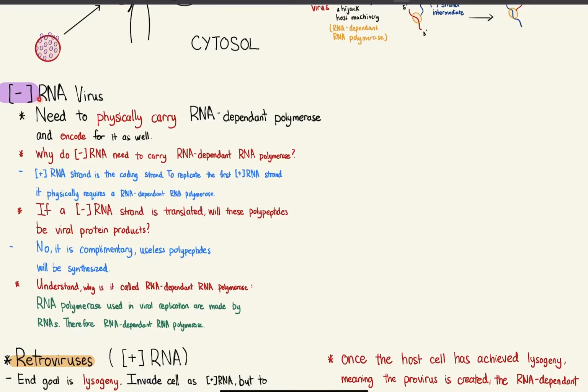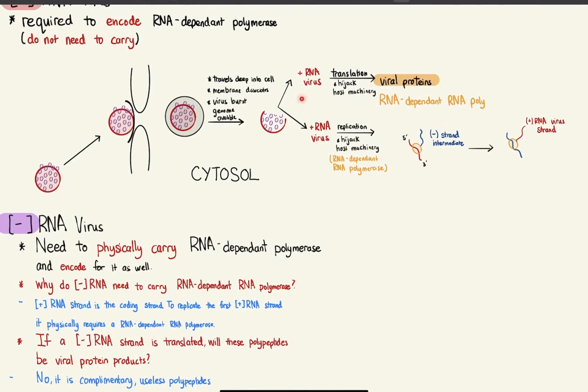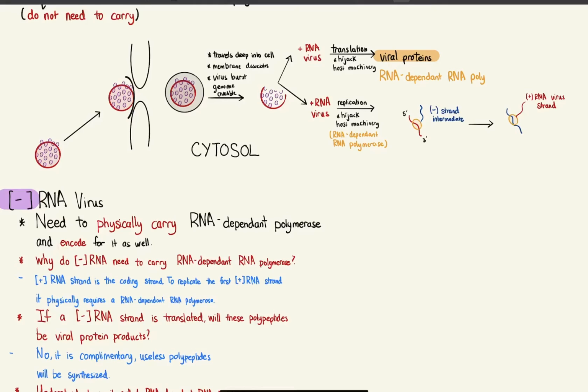So because it's a negative strand, it doesn't have the ability to produce really anything. It doesn't have any kind of purpose in the sense that if it's translated, the polypeptide that emerges out of it will be nonsense because it doesn't make any sense. So it physically needs to carry an RNA-dependent RNA polymerase. And once the first negative RNA virus is transcribed to a positive, then that positive RNA virus behaves in a very similar fashion, and it has the ability to encode for more.